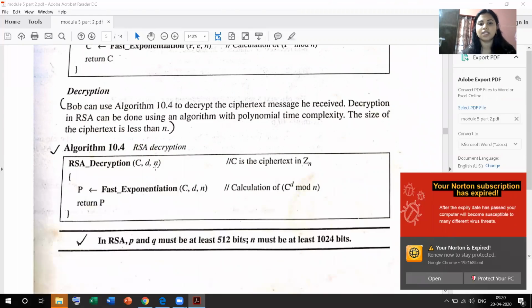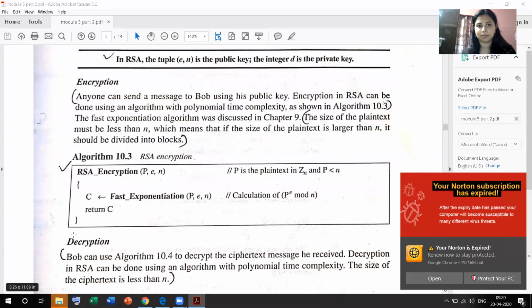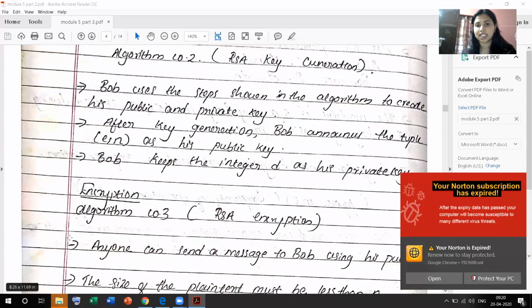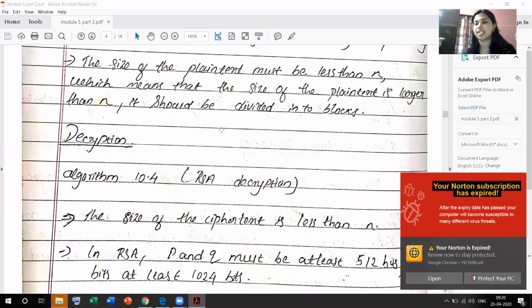In the decryption algorithm, the key is the private key, D, and in decryption we have to obtain the plain text. The inputs are the ciphertext, the private key, and n. We calculate P is equal to C raised to D mod n and return P. These are the three algorithms used in the RSA crypto system: RSA key generation, RSA encryption, and RSA decryption.